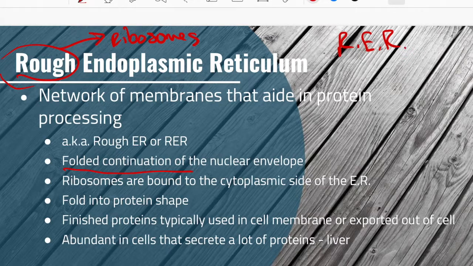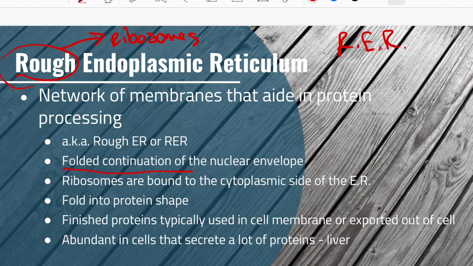This is a folded continuation of the nuclear envelope. So you have your nucleus, and then an extension of that is going to be your rough ER, and it's going to have ribosomes bound to it. That is the most beautiful drawing I've ever made. And the job of those ribosomes is to fold protein shapes. So basically they're finishing off proteins so that they can be used. The proteins in rough endoplasmic reticulum are typically going to be used in the cell membrane. So they will be shipped to the cell membrane where they can be used there, or shipped out of the cell so that they can be used in other places.